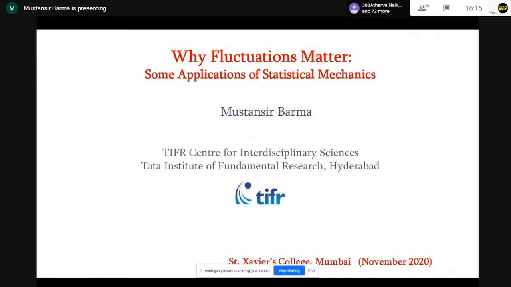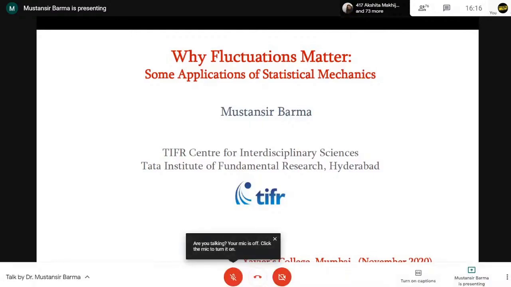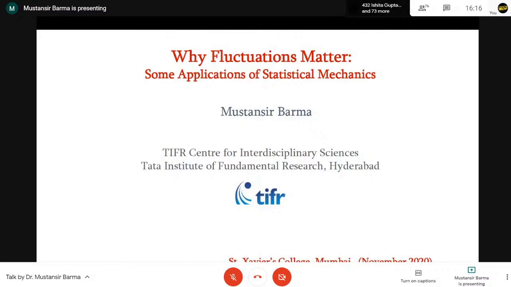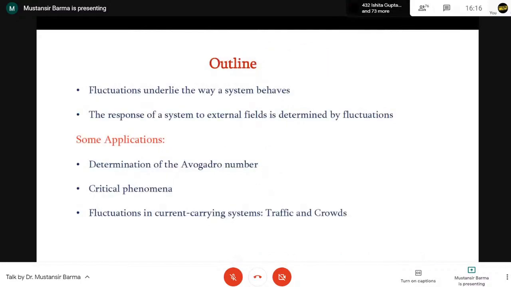If you have a large system, let's say a thermodynamic system like we usually deal with, of course, we're very interested in computing the thermodynamic properties using statistical mechanics. But beyond that, the small changes in these quantities which happen tell us a lot about the system. And this is what I want to basically talk about today. Okay. So here's an outline of my talk.